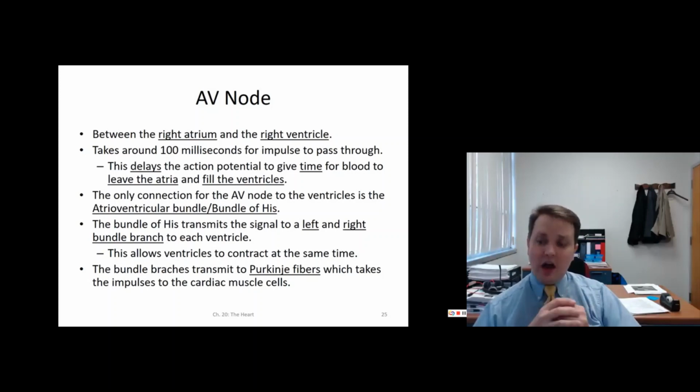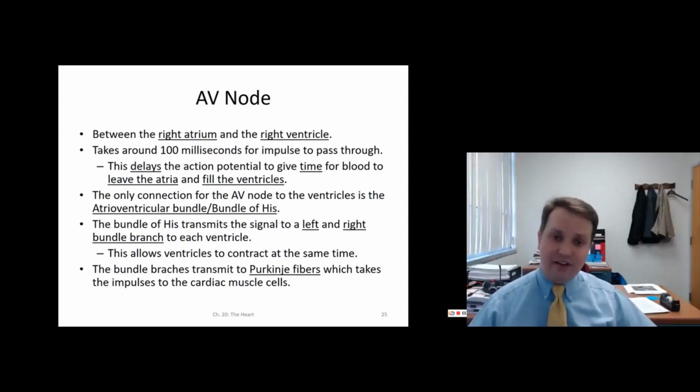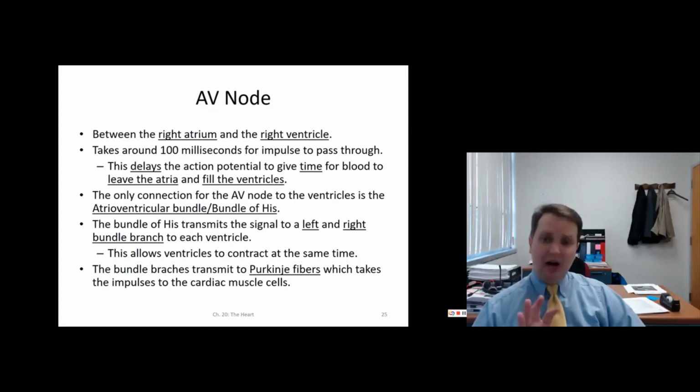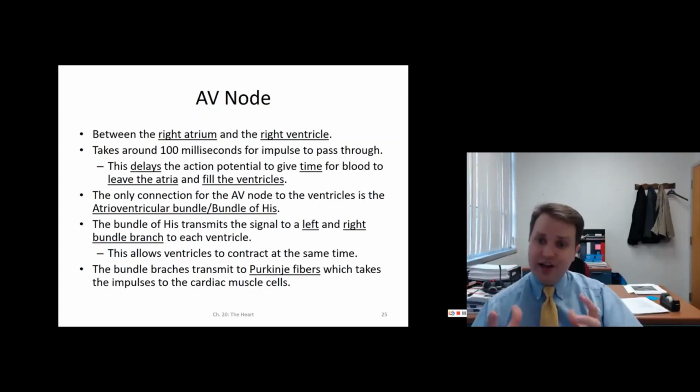The AV node is the node that says you need to stop and smell the roses. Now it's right there kind of between the right ventricle and left ventricle. I've kind of put it off to the side for clarity, but it delays it. It says about 100 milliseconds, and it wants to let blood leave the atria and let blood fill the ventricles. So it allows a delay. That delay should be there.